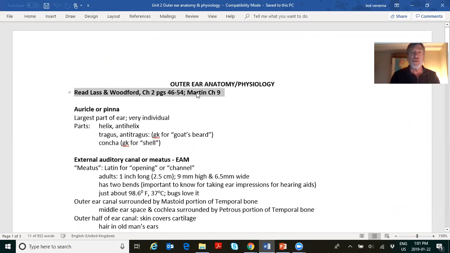The page numbers in Martin might be a little bit different because Martin seems to have a new textbook coming out just about every year. So you may find it in different places there, maybe not exactly in chapter 9, but do look in the table of contents at the front of the book, and you'll find out where it covers the outer ear anatomy. So again, I say that because Martin changes the book almost every year. There's a new edition. So anyway, the outer ear, showing the PowerPoint slide as well.